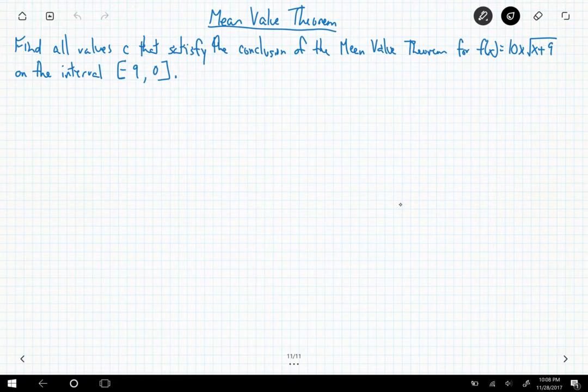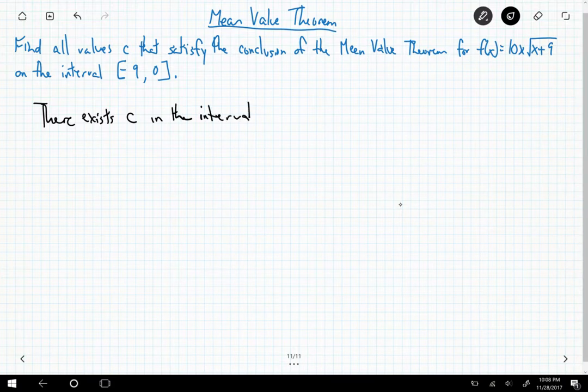Find all the values c that satisfy the conclusion of the mean value theorem for f of x equals 10x times the square root of x plus 9 on the interval negative 9 to 0. So what does the mean value theorem state? Well, it says there exists a c in the interval.